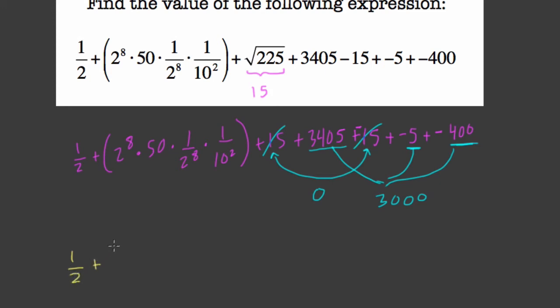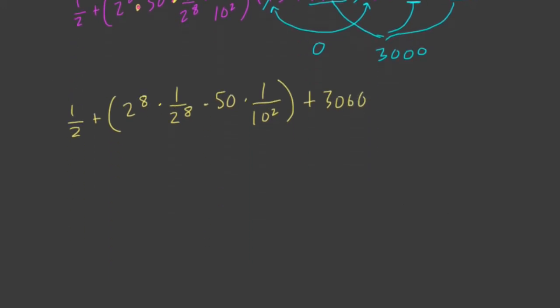So 1/2 again plus 2 to the 8th. Let me write this next to 1 over 2 to the 8th. I'm going to use multiplication in here so I can commute, right? Times 1 over 2 to the 8th times 50 times 1 over 10 squared, and then I'm adding 3,000 to that. Okay, so that's 3,000. And what's going to happen in here?